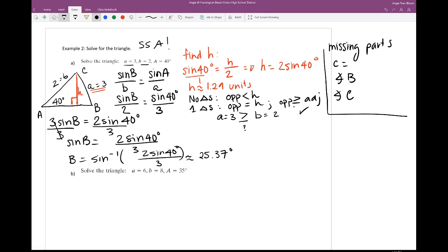Okay, so my calculator is also giving me the same thing, so I know this is okay. So B is about 25.37 degrees. Now that I have B, I can easily find angle C, right?